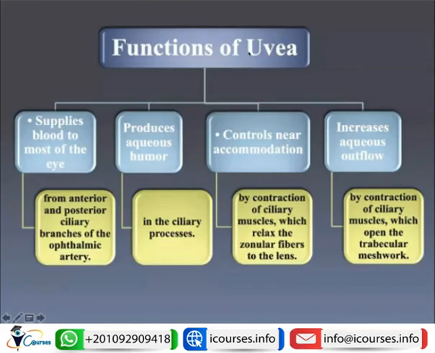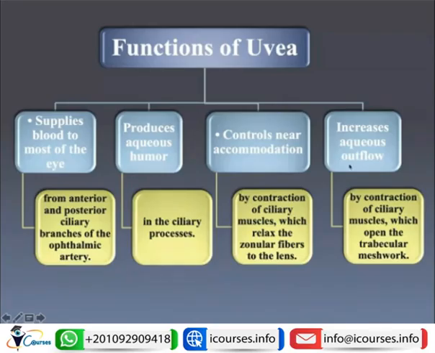Another function of the uveal tract, which is more concerned with the ciliary muscle, is accommodation. So the ciliary muscle has attachment to the zonule, and by contraction and relaxation of the ciliary muscle, this will affect the zonule, leading to increasing or decreasing the convexity of the lens and increasing or decreasing the accommodation.